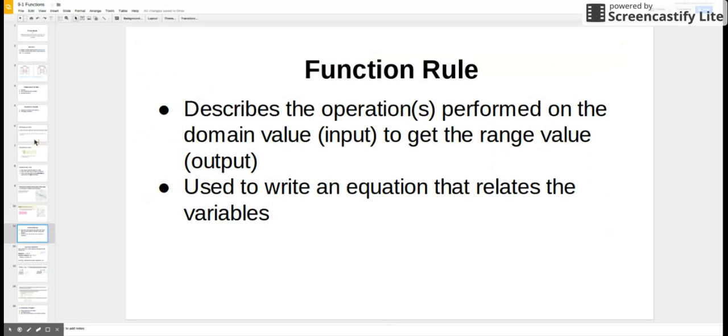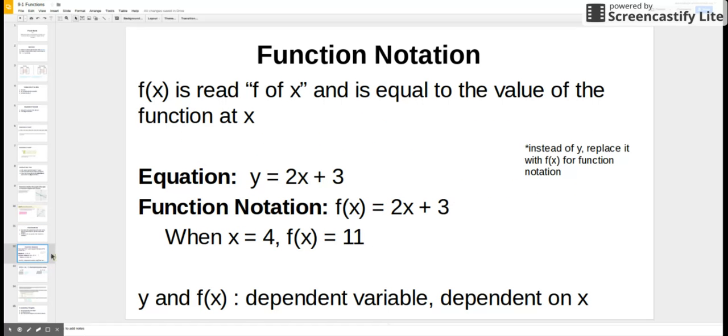All right, a function rule describes the operations performed on the domain value, which is the input, to get the range value, which is the output. And this is used to write an equation that relates two variables. So here's how to write a function. You read f of x, f parentheses x, as f of x, which is equal to the value of the function at x. So whatever point x is, it changes the output for y. This is your input, this is considered your output. So whatever you substitute in for x is going to change your y value.